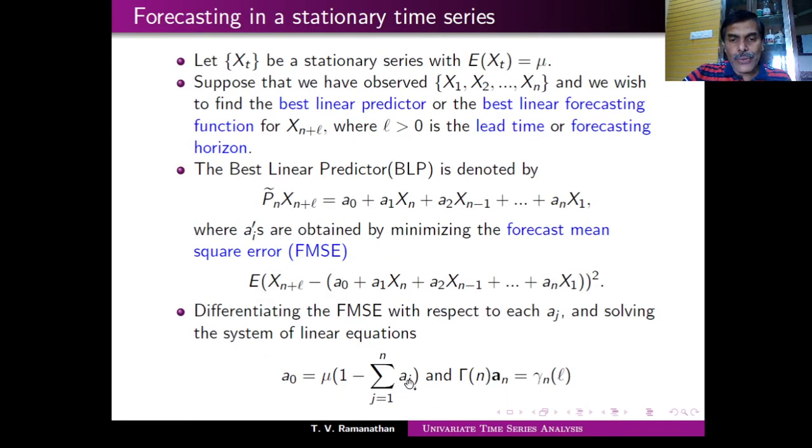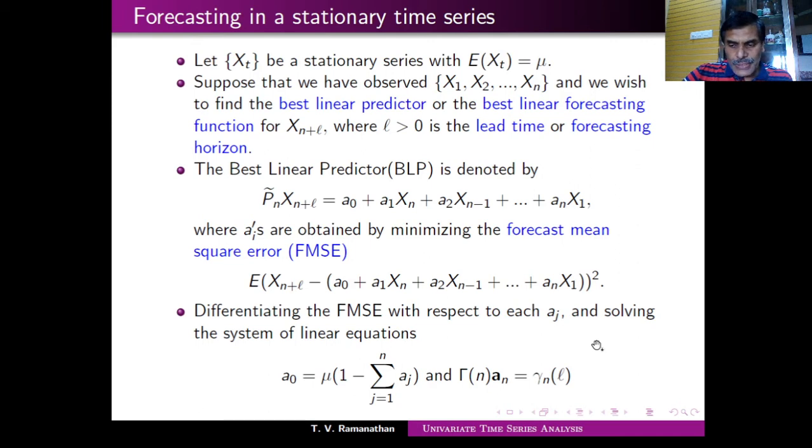The subsequent a1, a2, etc., an can be obtained by this equation, gamma n into an is equal to gamma nl. What are these gamma n? Where is it coming from? Because you are differentiating each time with respect to ai's. So if you are differentiating with respect to a1, then there will be an xn here. So you have to multiply this entire step twice into this quantity into xn. So it is like the expected value of xn plus l into xn, that gives this particular covariance. Similarly for each of them, you see.